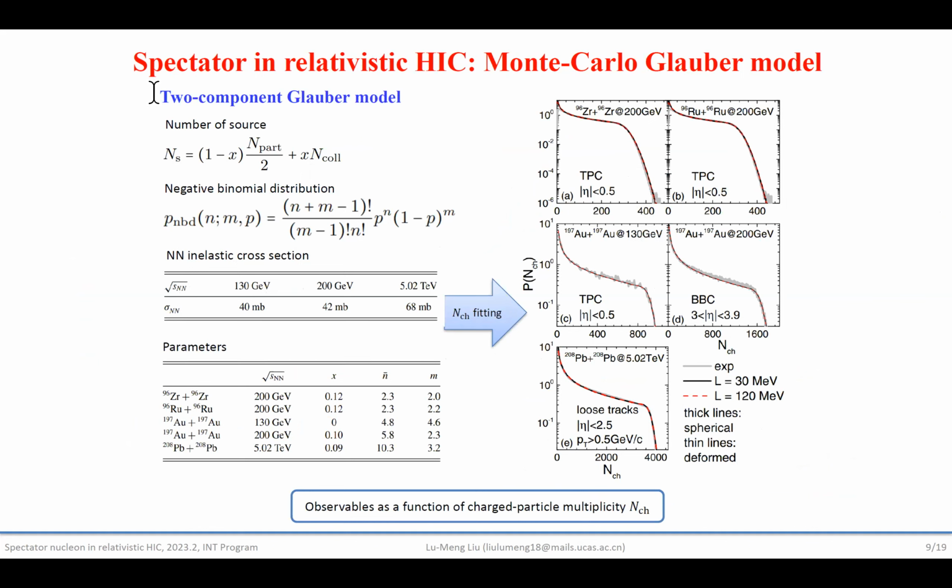With the Woods-Saxon density distribution, we use a two-component Glauber model to fit the distribution of the charged particle multiplicity N charge. And this is a fitting result: zirconium, ruthenium, and gold collision at RHIC energy and lead collision at LHC energy.